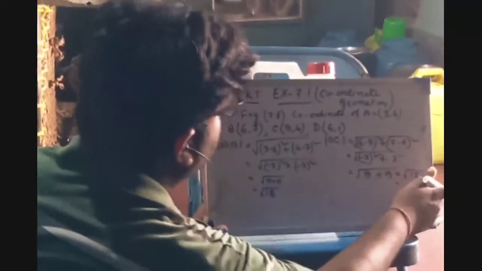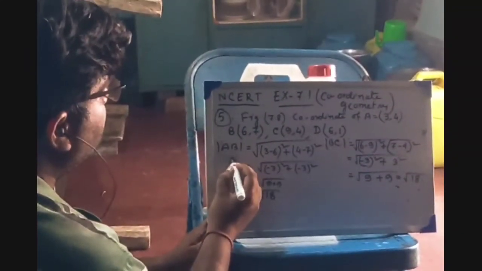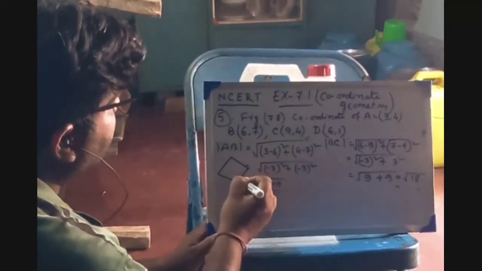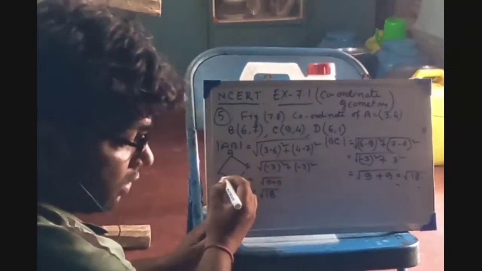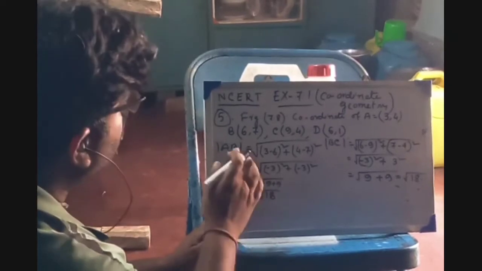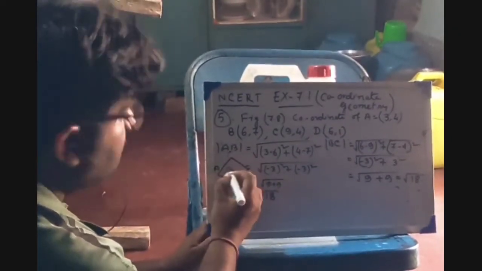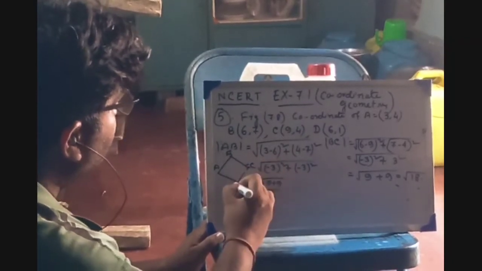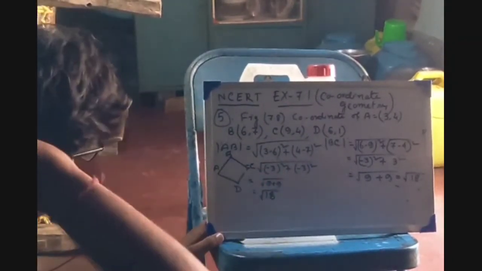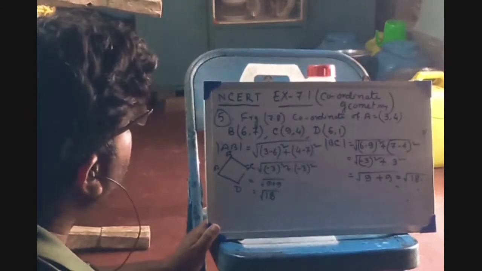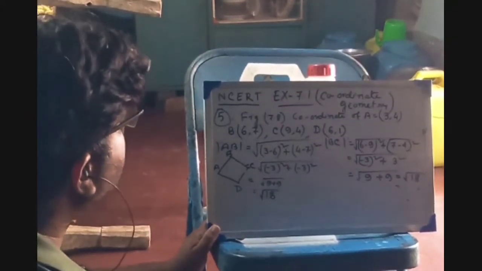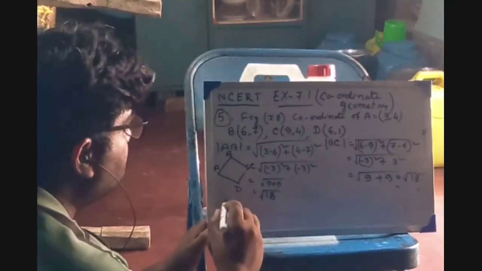Next means our square structure, or our quadrilateral structure, should be this type. This is A, this is B, this is C, this is D. Next, we have to find AB. We have already found BC. Next, CD.